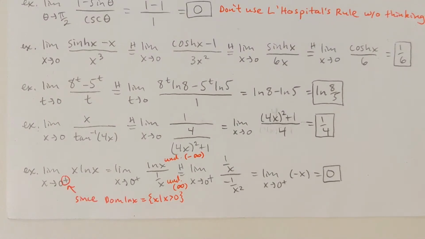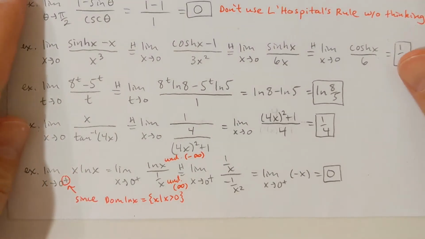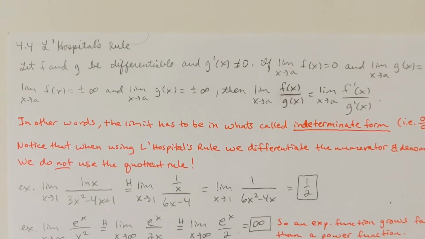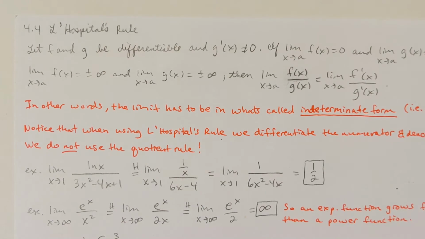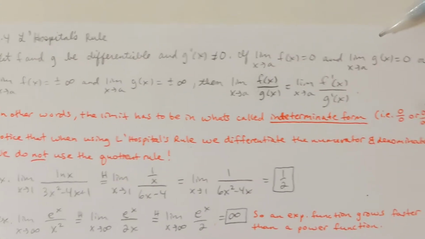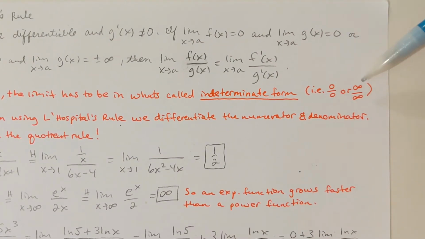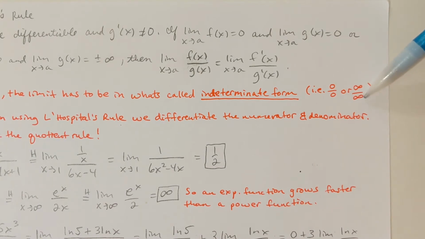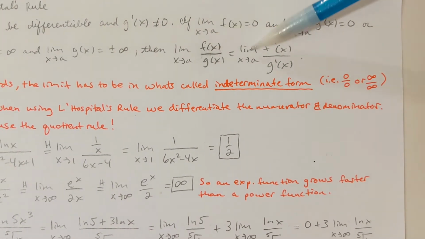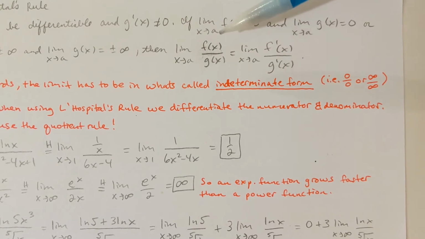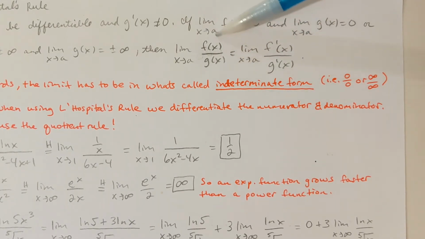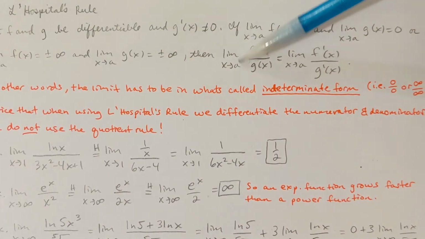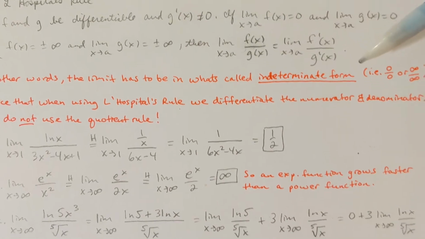All right, we are in section 4.4. We are talking about L'Hopital's rule, and this is a really handy rule to know when it comes to limits. If you're in indeterminate form, that is 0 over 0 or infinity over infinity, you can rewrite this limit by taking the derivative of the top divided by the derivative of the bottom. Now, of course, in using L'Hopital's rule, you have to have a quotient. Okay, now there is no quotient rule, but you have to have a quotient to use L'Hopital's rule.